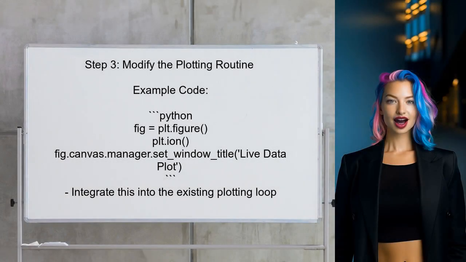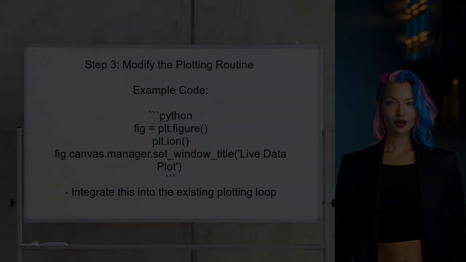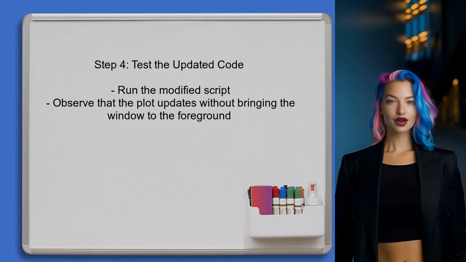Now, the user can modify their plotting routine to include these changes. They should ensure that the plot updates occur without interrupting the window's focus. Finally, the user should test the updated code to confirm that the Matplotlib window remains in the background while the plot updates with new data.